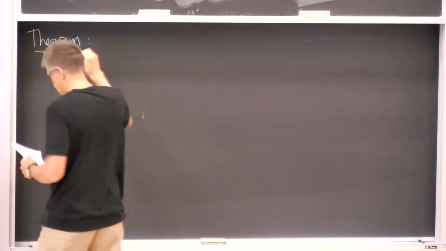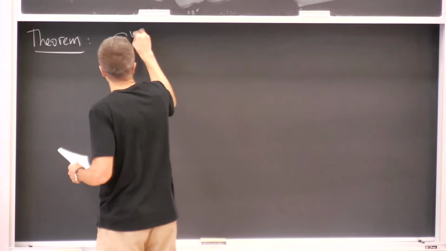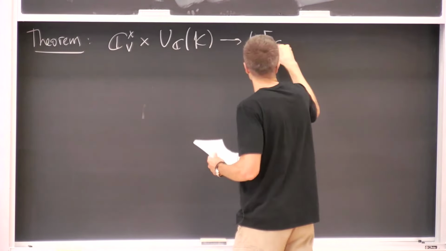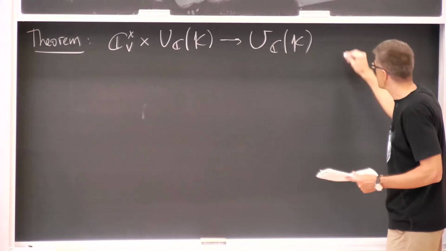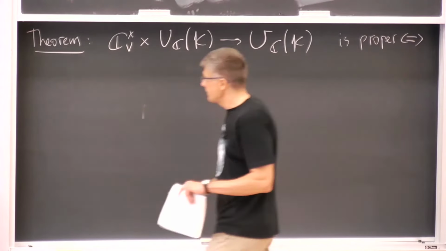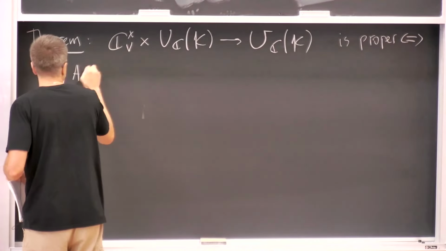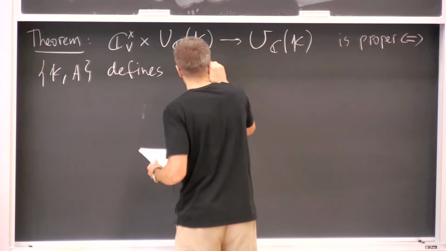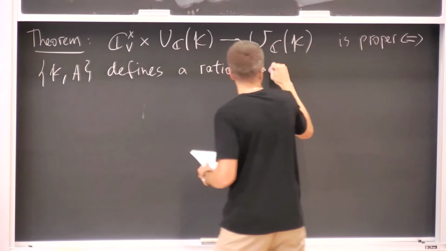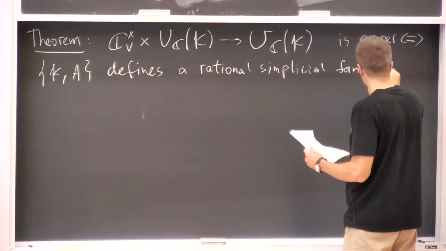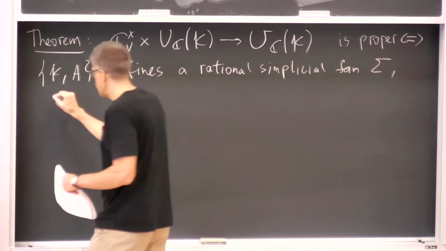And then again you have the theorem, which is the third manifestation of that fan condition. But now if you look at the algebraic action, then this is precisely the statement from toric geometry. So this is proper. Well, not quite, it's a bit stronger, but still. Yes, if and only if the data defines a rational simplicial fan sigma.